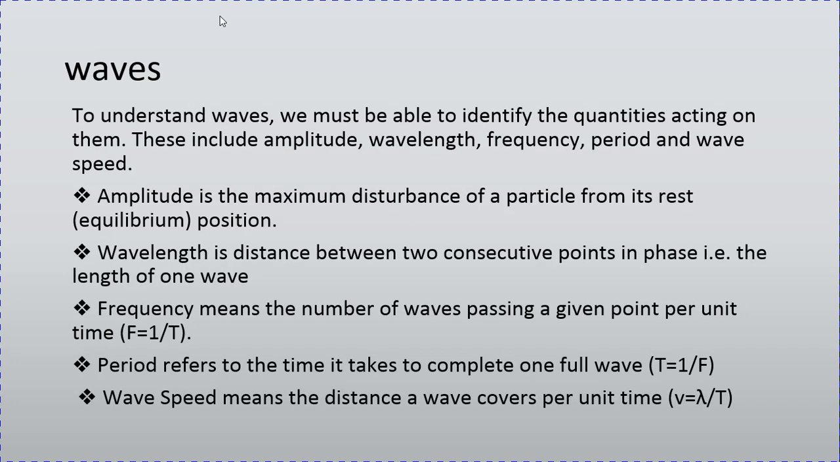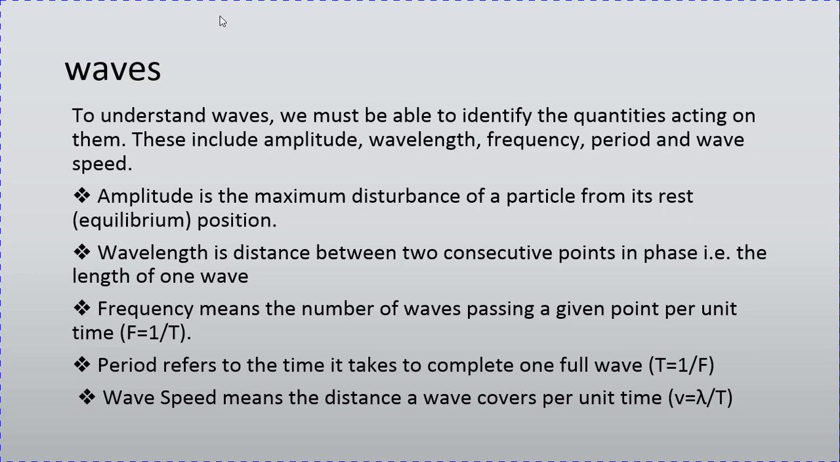Waves. To understand waves, we must be able to identify the quantities acting on them. These include amplitude, wavelength, frequency, the period, and the wave speed. Amplitude is the maximum disturbance of a particle from its rest position. Wavelength is a distance between two consecutive points in a phase, i.e., the length of one wave.